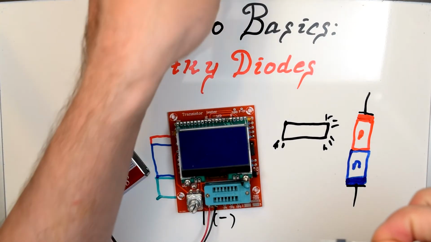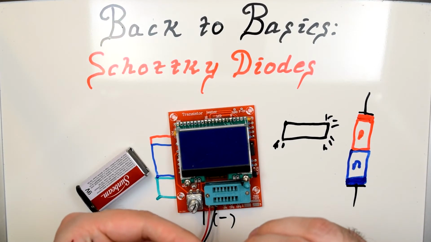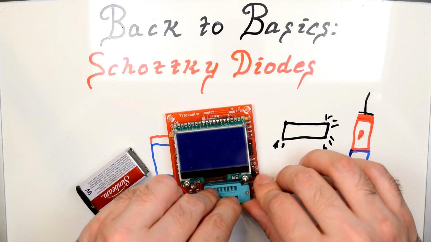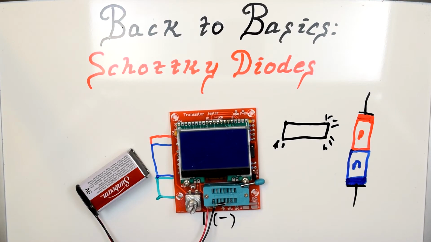So we'll grab one of these Schottky diodes. If anybody's curious, this particular one is a 1N5819 Schottky diode. It's got a PIV of 40 volts. That's something that I forgot to mention.